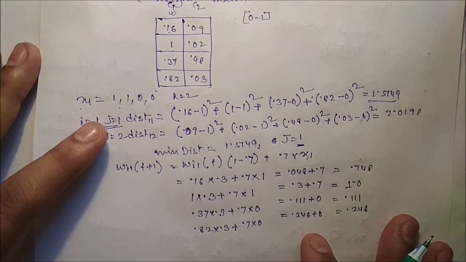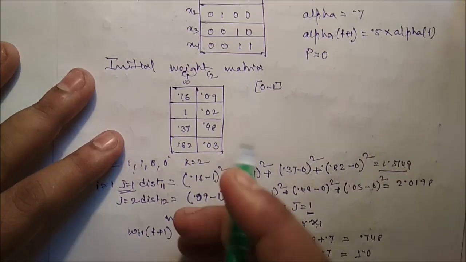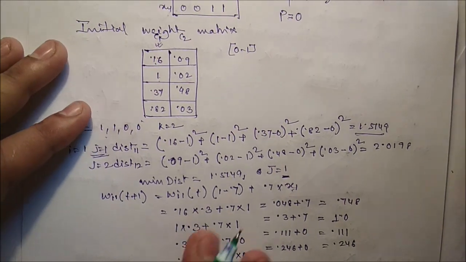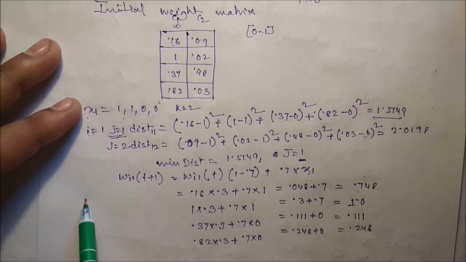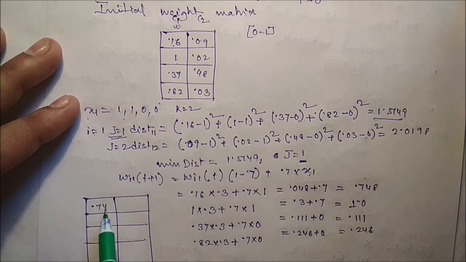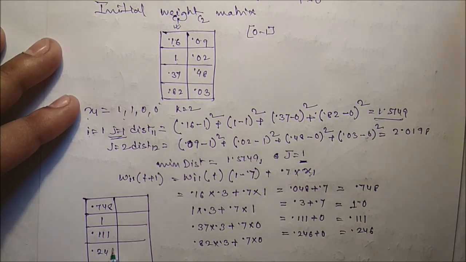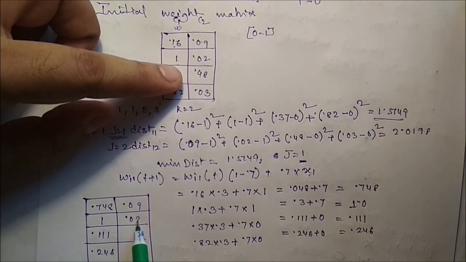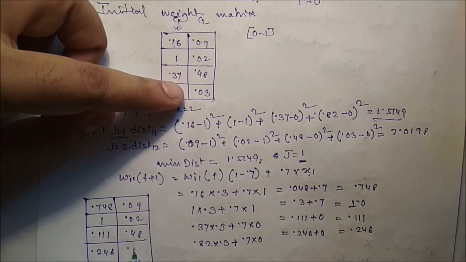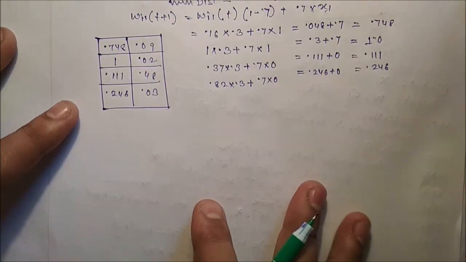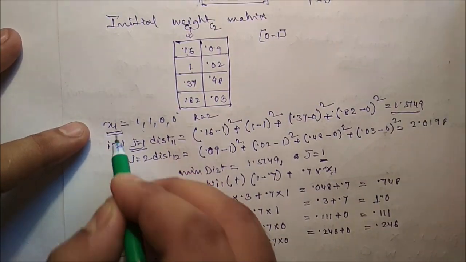So the updated weights, so we have to update only this particular column. So the updated weights will be, you can see this here, you can draw this one here. And we have to keep as it is 0.09, 0.02, 0.48 and 0.03. Similarly, so we have completed the first data.